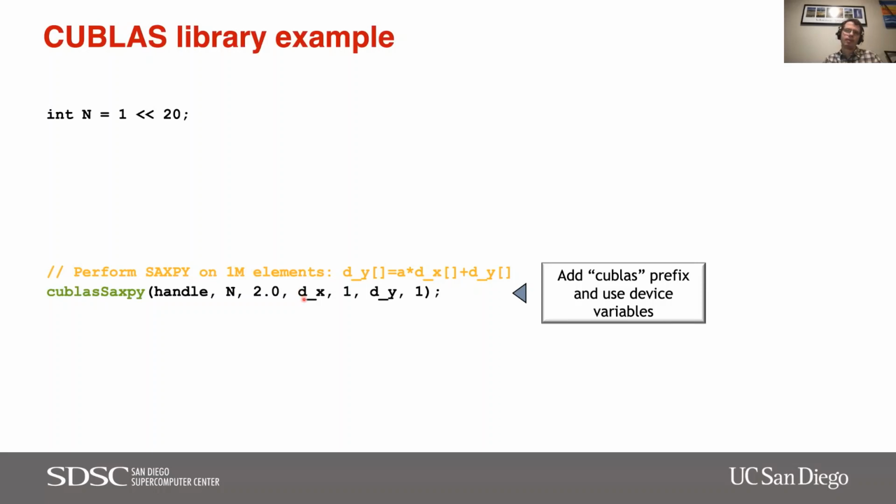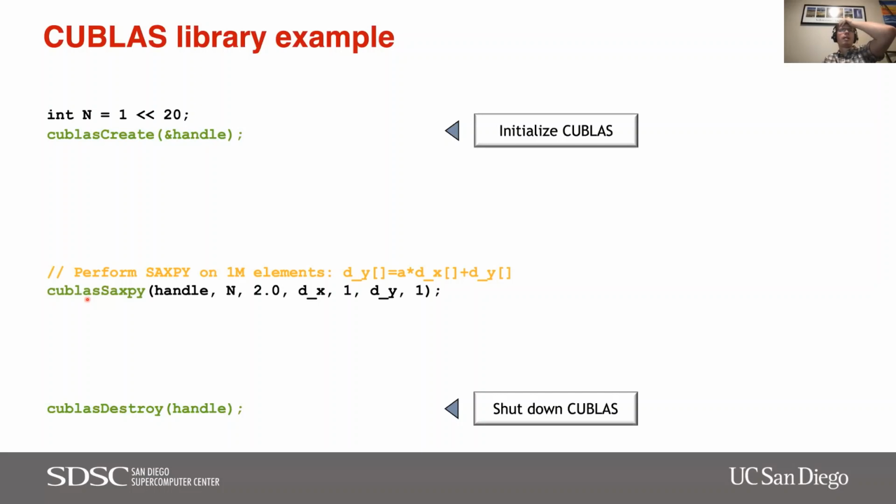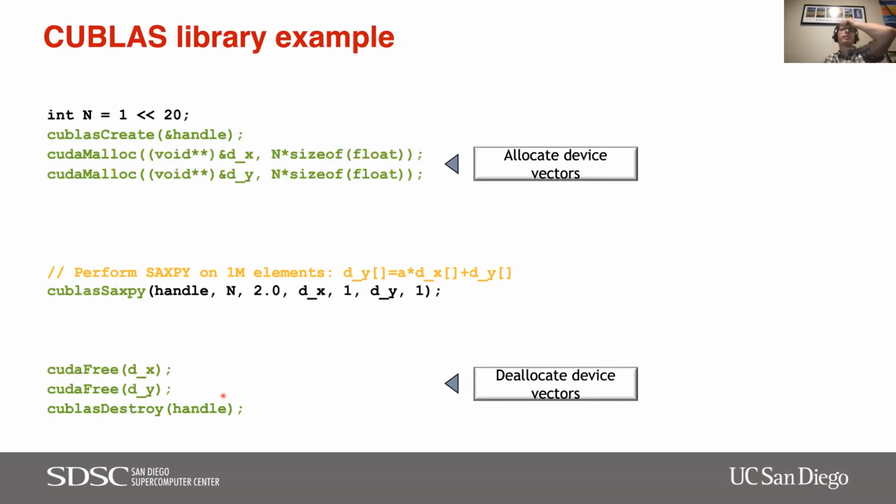So we call device memory the GPU memory, and we prefix it with a D to distinguish. But other than that, instead of SAXPY, we call cuBLAS SAXPY. We have to initialize the cuBLAS library, create a handle, and destroy it again. Then we have to allocate memory, so we allocate here on these pointers.